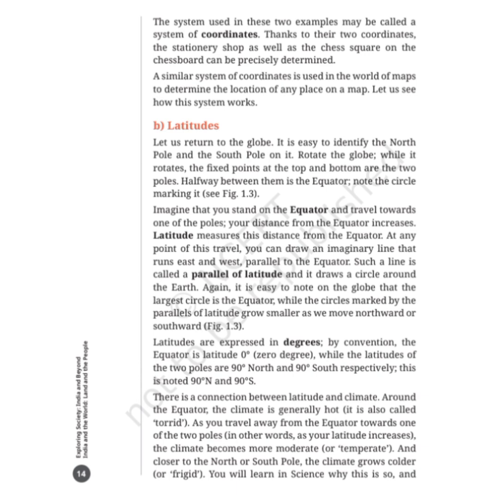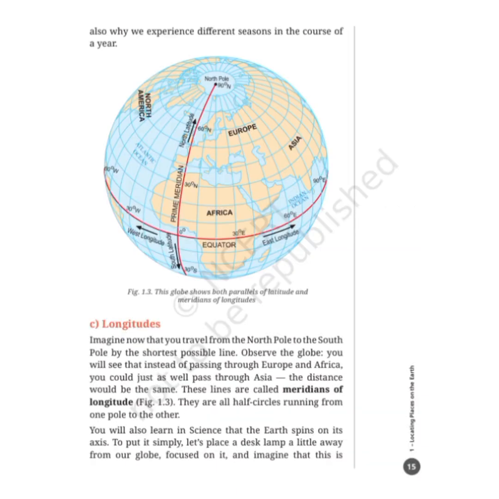There is a connection between latitude and climate. Around the equator, the climate is generally hot, torrid. As you travel away from the equator towards either pole, that is, as your latitude increases, the climate becomes more moderate, temperate. Closer to the North Pole or South Pole, the climate becomes cold, frigid. You will learn in science why this is so, and also why we experience different seasons in the course of a year.